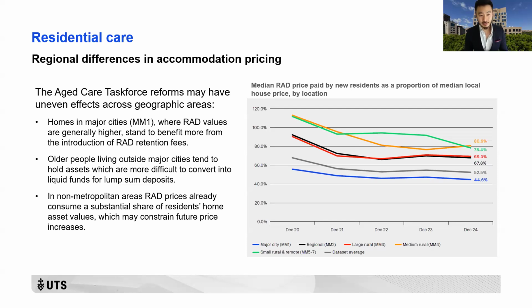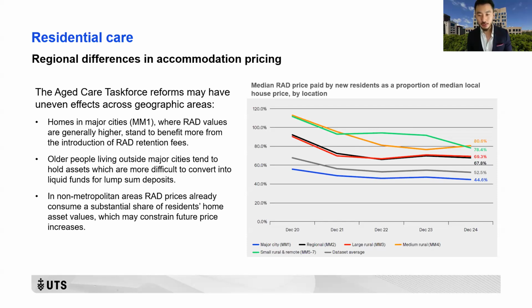We contrast that against homes outside of major cities. And outside these major cities, we have older Australians or people that hold assets that are more difficult to convert into liquid funds, that make it harder for them to actually get the lump sum deposits needed for a RAD. And in metropolitan areas generally, most homes' average RAD prices already consume a substantial share of residents' home asset values. And so this might actually constrain future price increases.